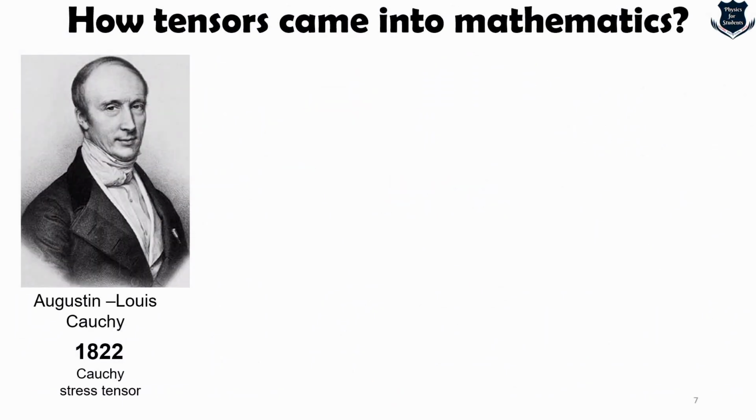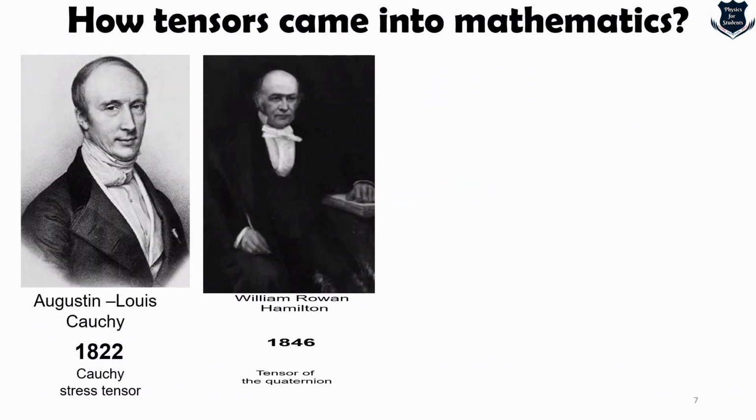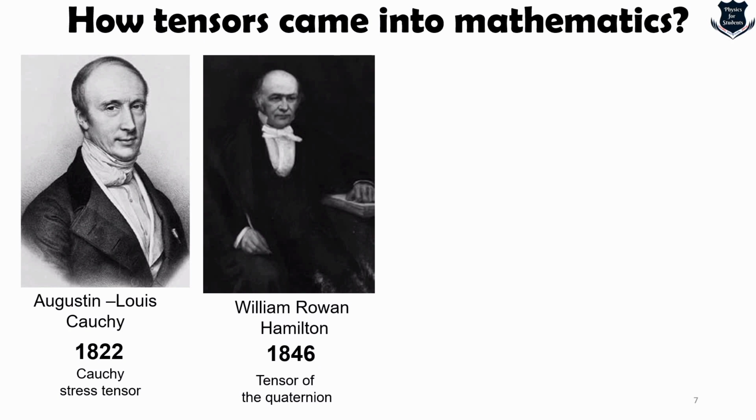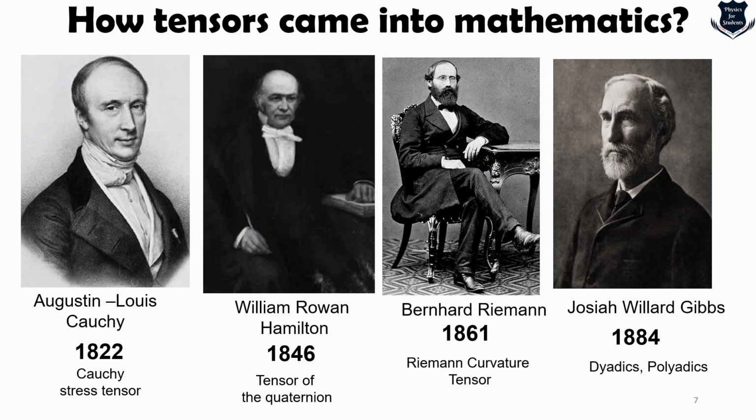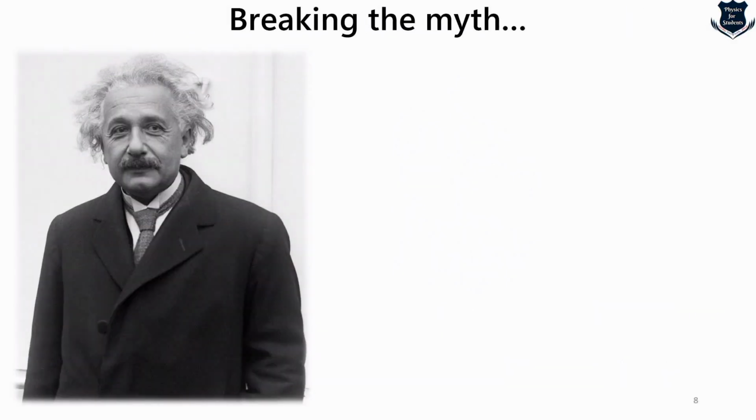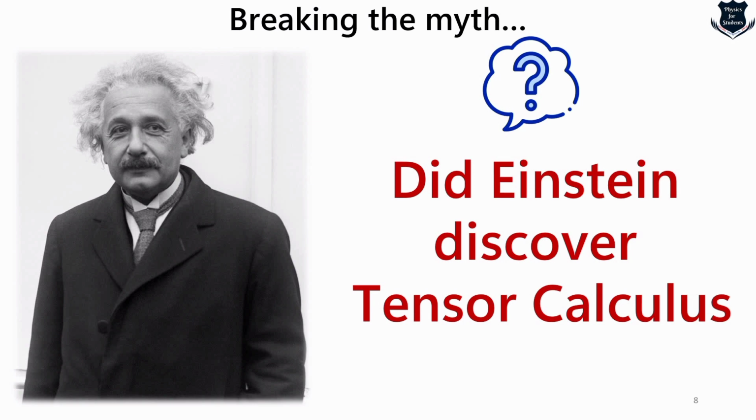We also saw a brief history which started with Augustin Louis Cauchy and the Cauchy stress tensor, extending to William Rowan Hamilton, Bernhard Riemann, Josiah Willard Gibbs, and to the Ricci tensor, and further on, which you can check out in the first video. We also broke the myth that it was Einstein who discovered tensor calculus, and I showed historical evidence and manuscripts which proved the fact that it was not Einstein but somebody else. Who was that? In order to find out, go ahead and watch the first video.